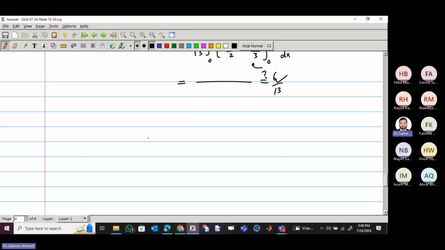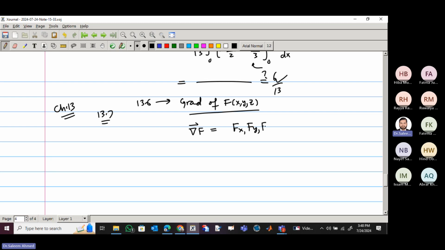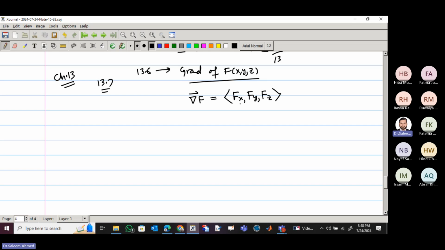Anything in chapter 13? So that's pretty much it in chapter 14. So in chapter 13, let me just recall, in 13.6, you studied the gradient of a function, gradient of f. If you have f(x, y, z), then what is the gradient? The gradient is written as del of f. Del of f is fx, fy, fz. You find three partial derivatives and write them as a vector. This is the vector gradient of f.